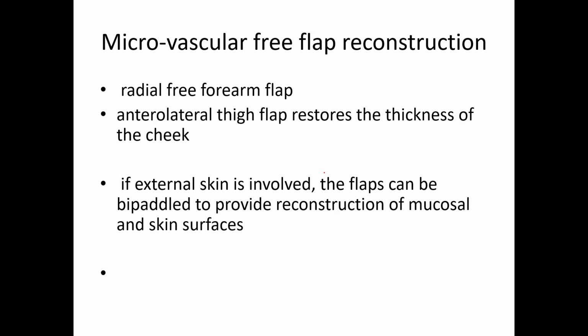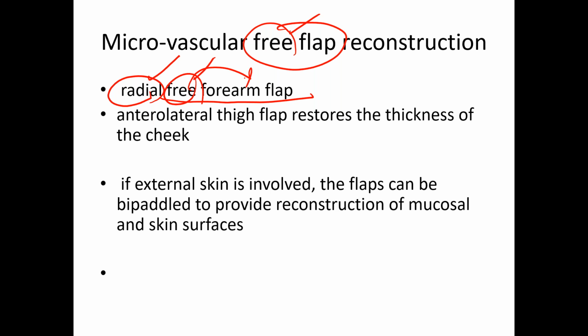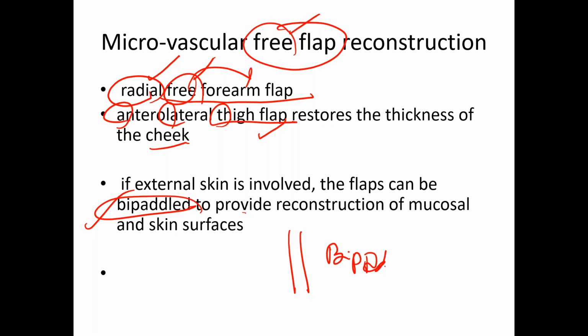So microvascular free flap reconstruction. Microvascular free flap means it is detached from the body and then put somewhere else. So a radial forearm free flap, or an anterolateral thigh flap, can be used in the cheek. If external skin is involved, so flaps are bipaddled. If skin is also involved, you have to go for bipaddled flaps. Just these are all words. Don't worry if you don't know them.